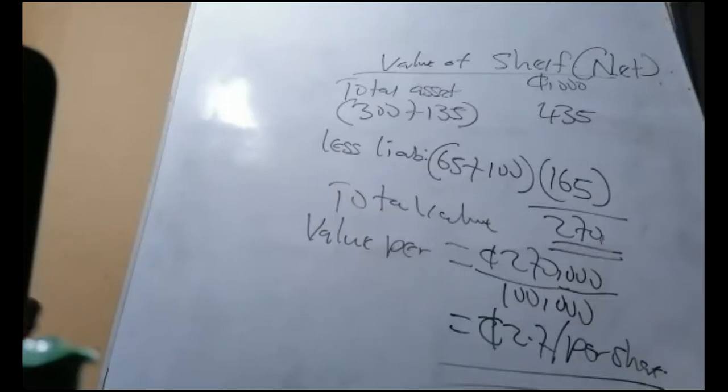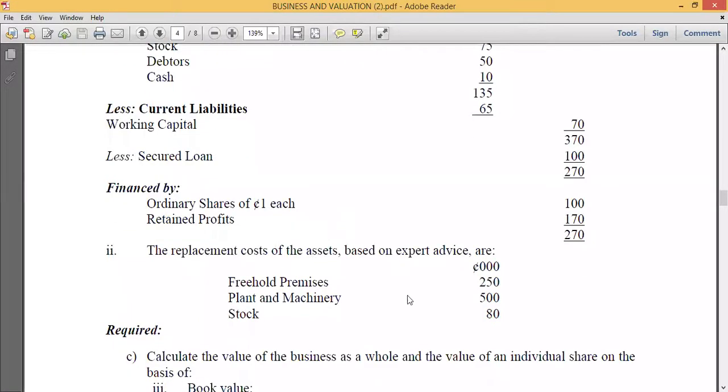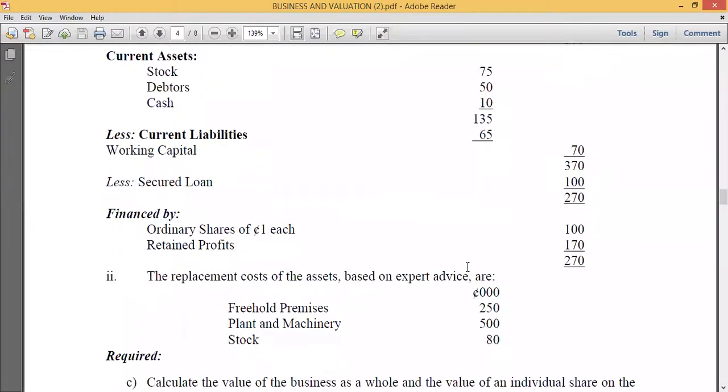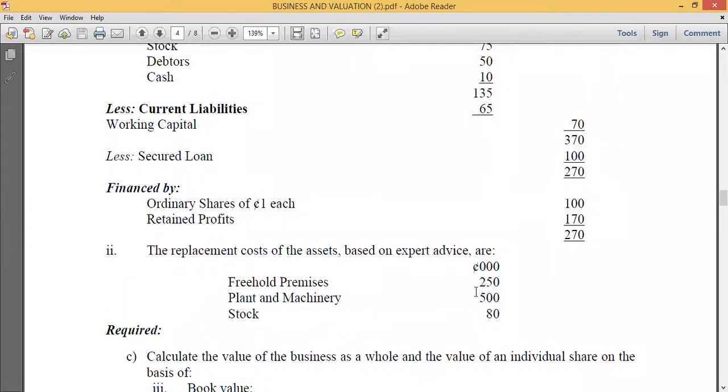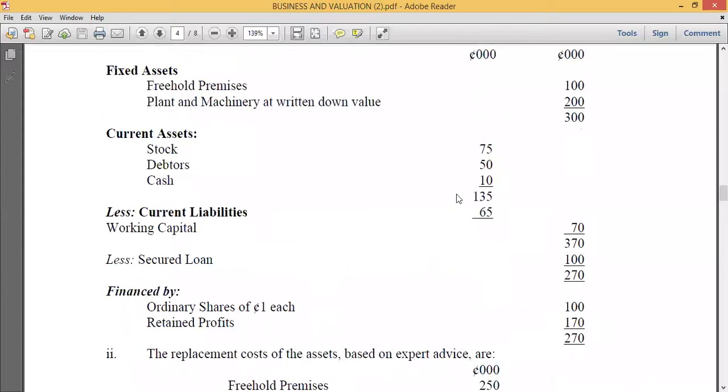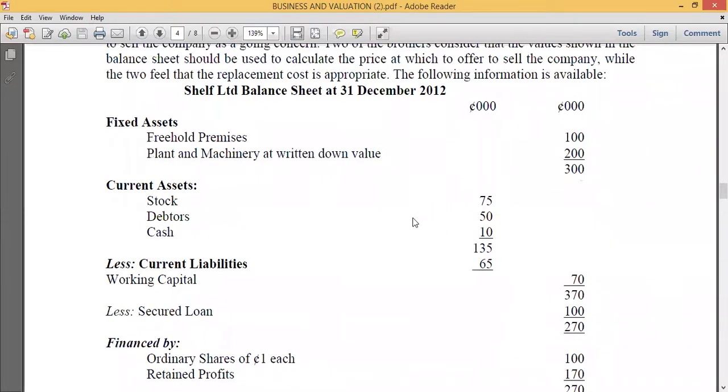So now let's go to the replacement cost method and see which one will be the best for the business. Here we choose the replacement cost model. With the replacement cost, all the assets are given a new value. We add all these assets. So now we are not going to use this. It's the cost, how much it takes you to replace the assets.